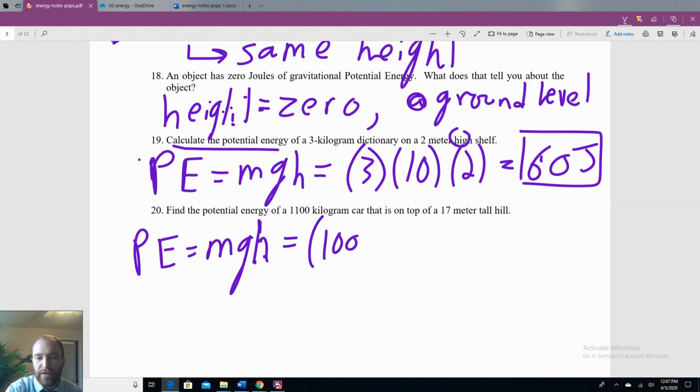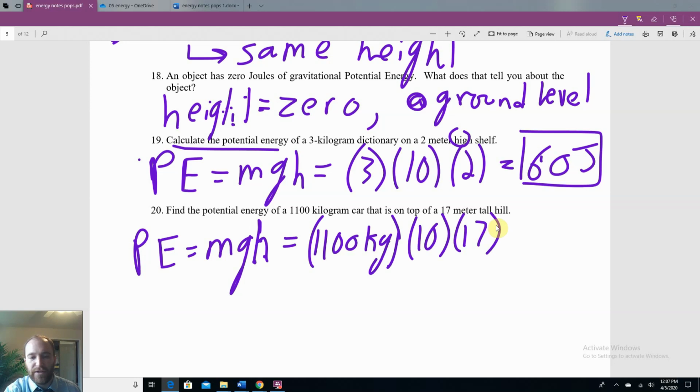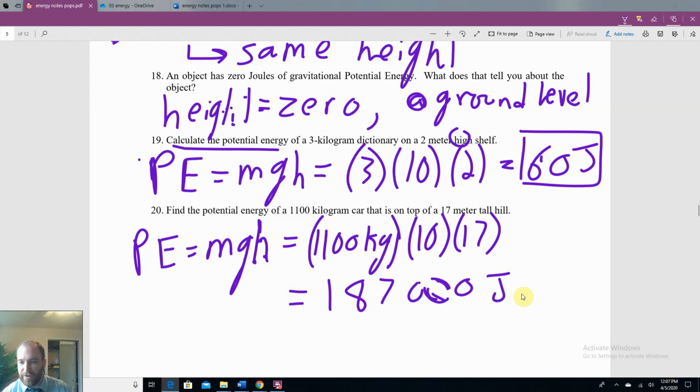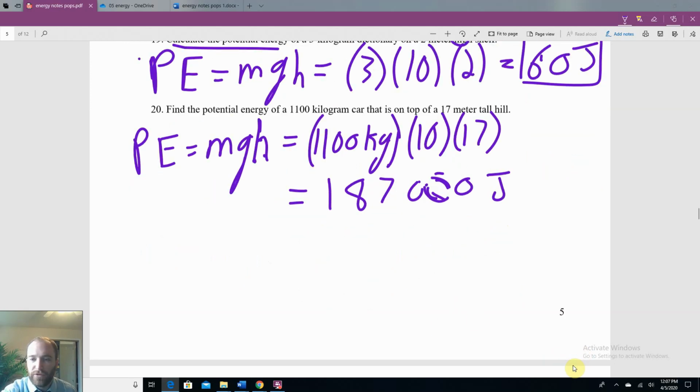Mass is measured in kilograms, 1100 kilograms. G is always, always, always 10 here on Earth, and then the height is 17 meters because it's on top of a hill. Alright, multiply all those numbers in your calculator or on your phone or whatever you have available. And I got an answer of 187,000 joules. That's a 0, and this is a J right here for joules. So I got 187,000 joules.